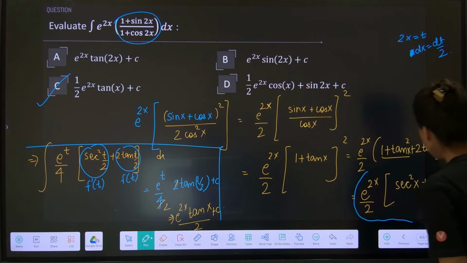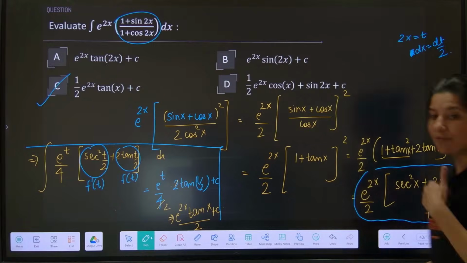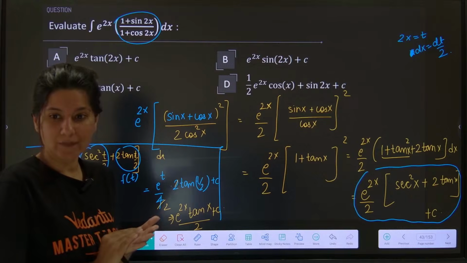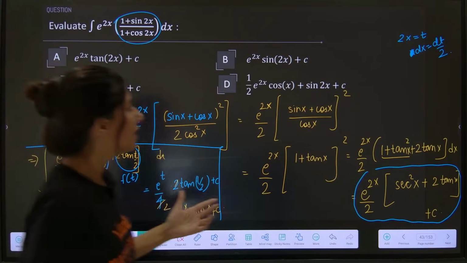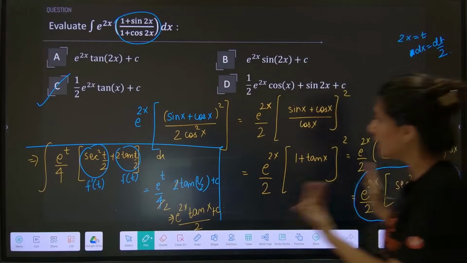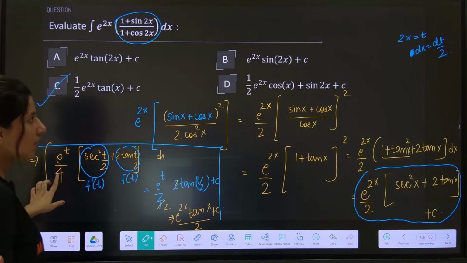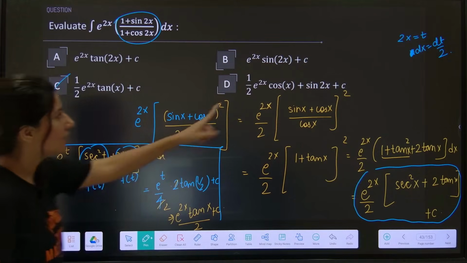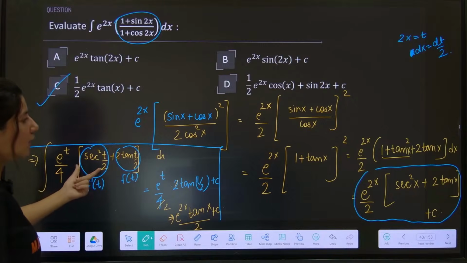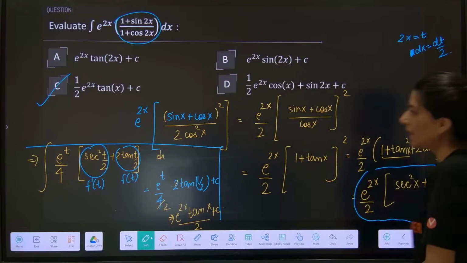Now the problem here is that this is in 2x and this is in x. My formula always has e power t outside. So let's put 2x equals t, so that dx is dt by 2. Let's convert it into t. So it is e power t upon 2 that was already there, and dx will be dt by 2, so that's why this 4 is there. Now x is t by 2: sec square t by 2, 2 tan t by 2.